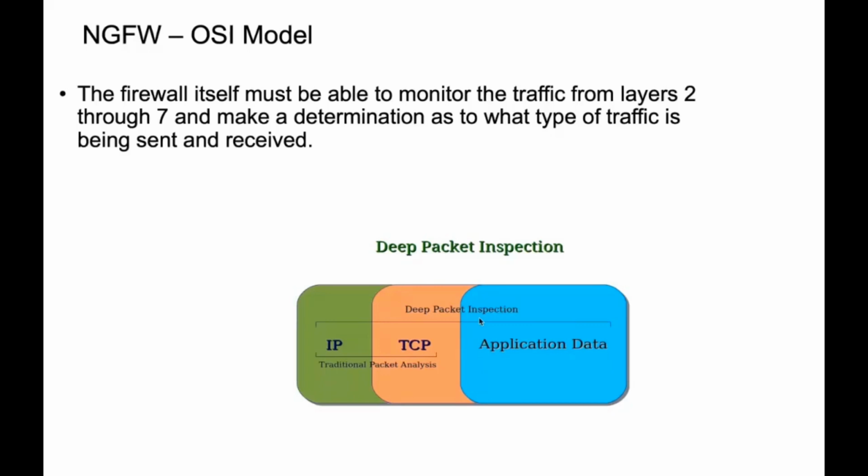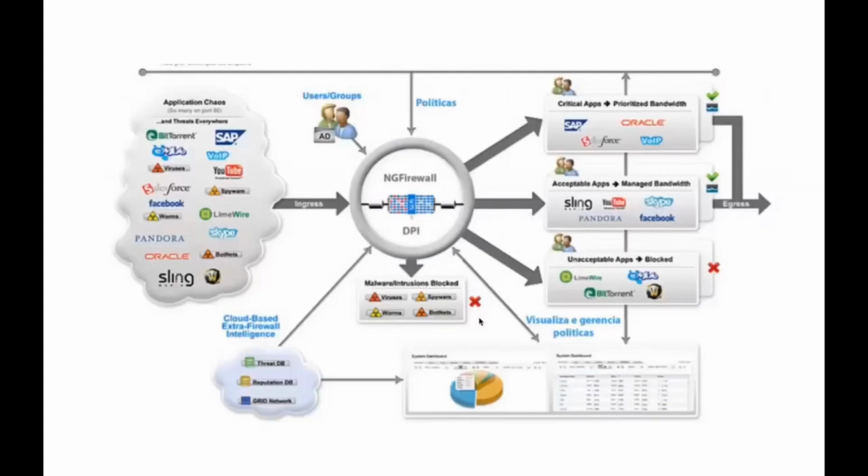With the next generation firewall, we are able to inspect up to the application layer. And we're going to be able to determine if the real application is HTTP or it's another application. So as you can see here, with the next generation firewall or a deep packet inspection firewall, we're going to be able to permit and block specific applications.